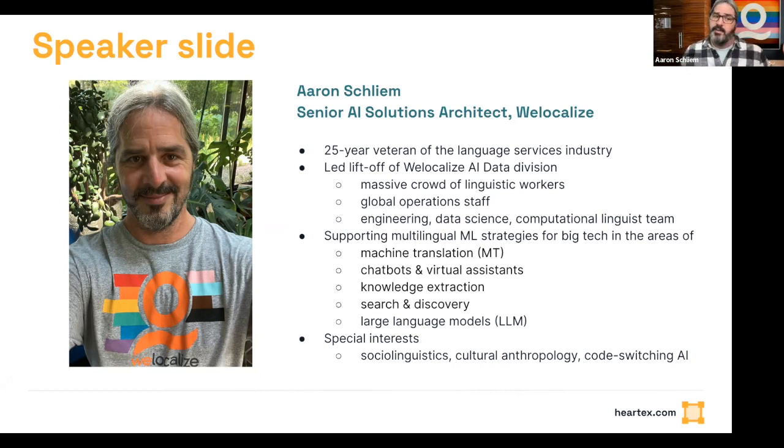Welocalize is a big company, so we have global operations, teams all over the world. And then we also have a sort of standard set of engineering and technology workers, including IT, devs, data scientists, data engineers, et cetera. The kinds of work that we do as a language company typically revolve around machine translation. That's the most traditional kind of machine learning that we do. And we still do some labeling work for that, where we'll look at annotation of best results from MT engines.